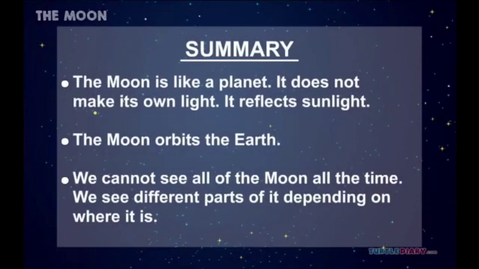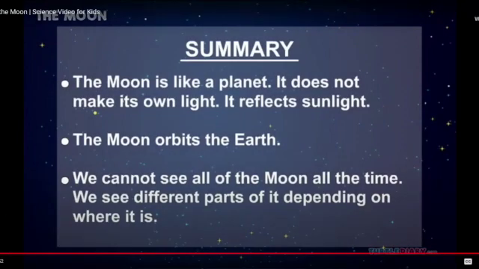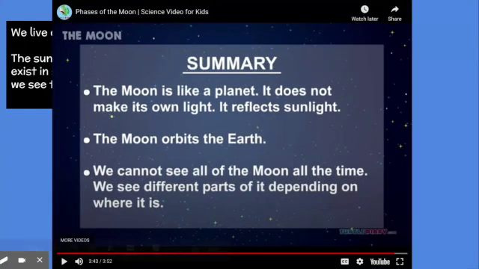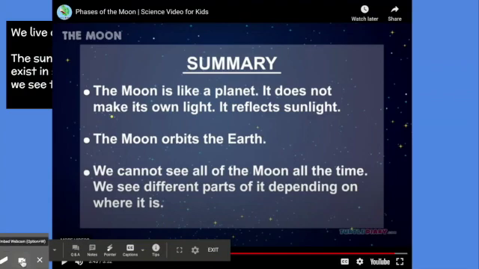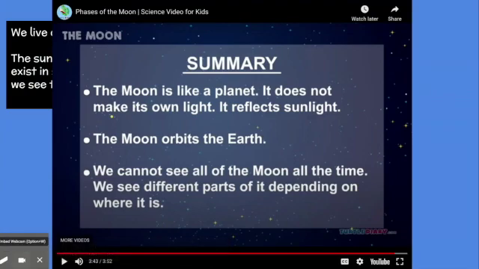Let us now summarize what we have learned. Awesome, team. We've learned a lot in this video. We learned that the moon reflects sunlight, and we learned that the moon orbits the Earth, so it goes around the Earth. We also learned about the different moon phases, and we know that we can't see the moon all the time. We just see different parts of it depending on where it is, and that's what makes it look like it has a different shape.